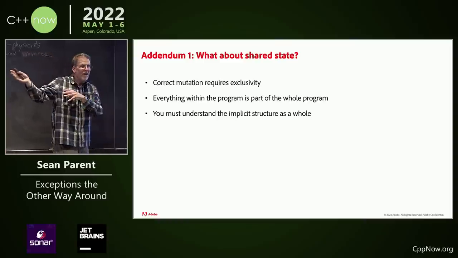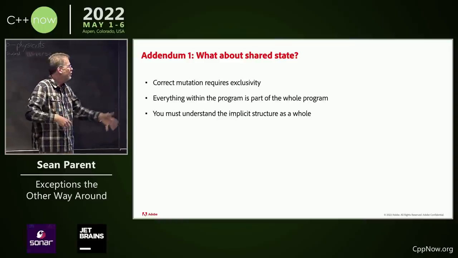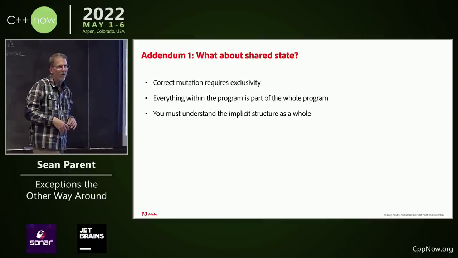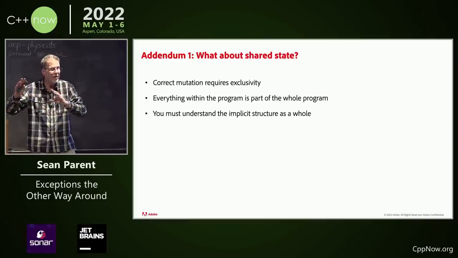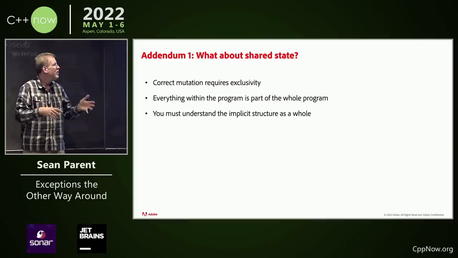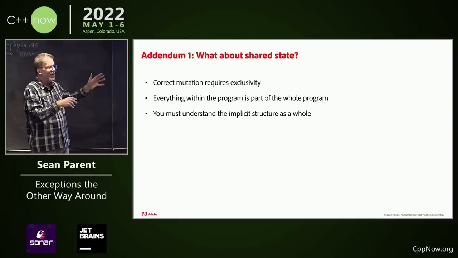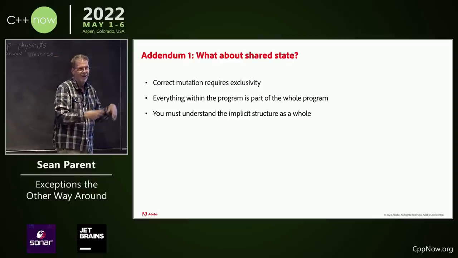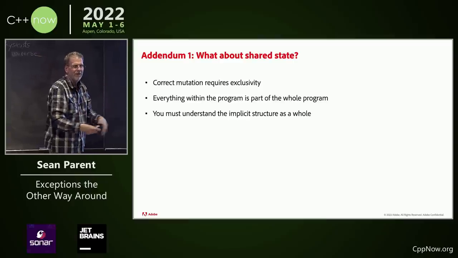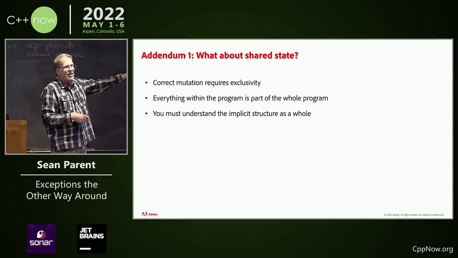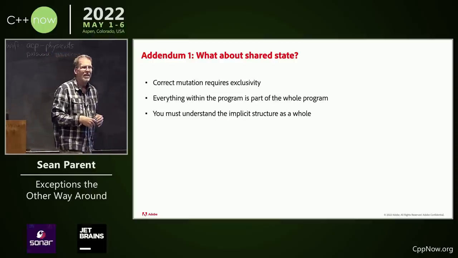And this is regardless of which approach to exception handling we're taking. You have to understand the implicit structure as a whole. Now, you might be able to get a little bit away with it because you satisfied the invariants. It's an unspecified value. Maybe you left this thing in a garbage state somewhere and you happen to work, Titus Winters' line, okay? But to get the code correct, you have to understand the system as a whole.